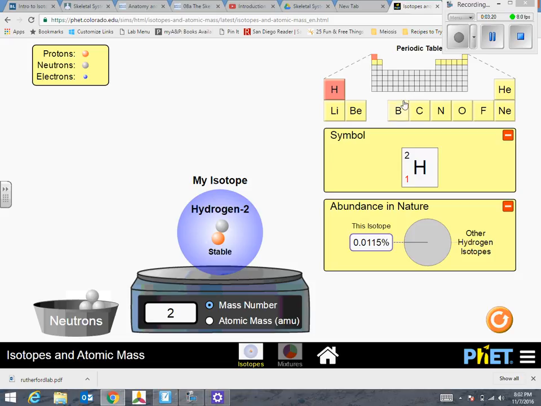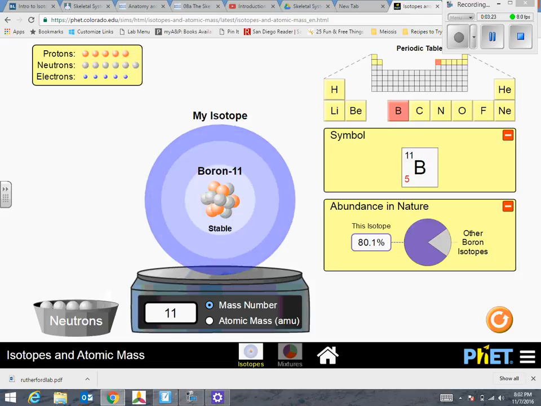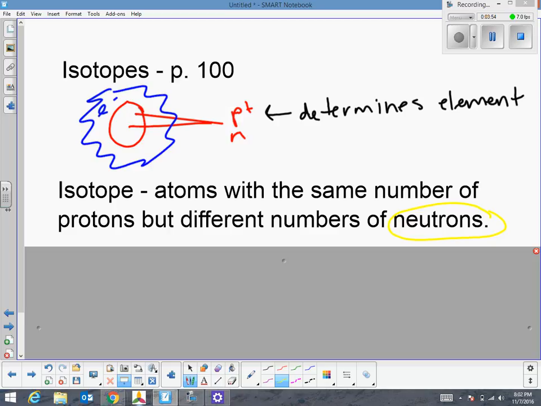You can do the same thing if you want to go to the website and you can kind of look at the different atoms. Notice boron 11 here is stable. If I take away a neutron, it's stable. If I take away another neutron, though, it's not stable. So boron 10 is 19.9% of all the boron atoms in nature, and boron 11 is 80.1%. Boron 12 or boron 9 are unstable, 0% of them are in nature. So there are different versions of atoms in nature, and we call those different versions of these atoms isotopes because they have different numbers of neutrons.